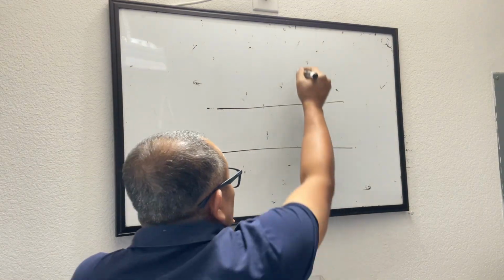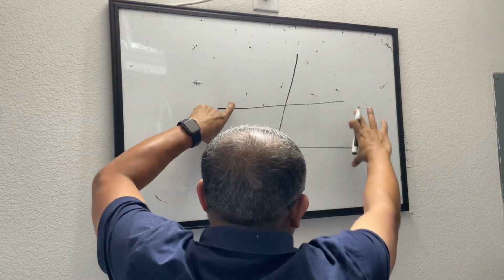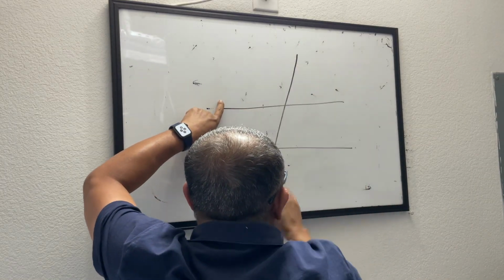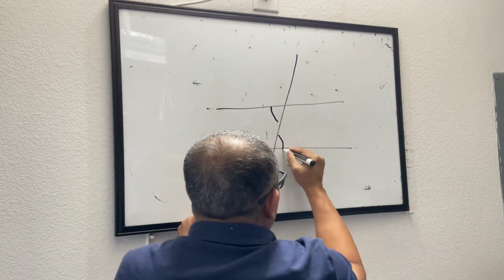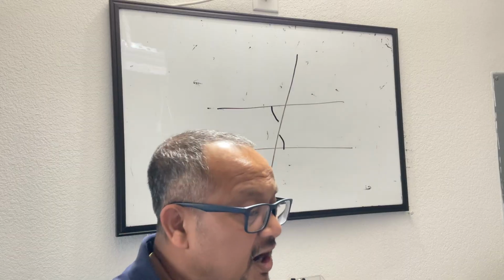Can you repeat what you asked? Your voice was breaking for me. Okay, so this is a pair of parallel lines. This is the third line intersecting both of them. And these angles are called alternate interior angles. The question is, are these the same or not? Some of you are saying yes, they are the same. Some of you are saying no, they are not the same.